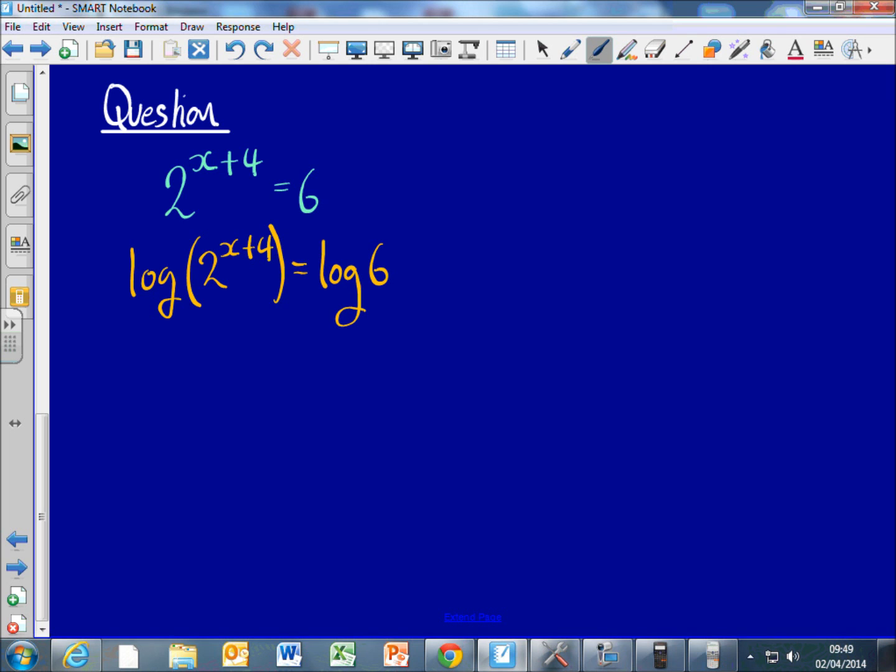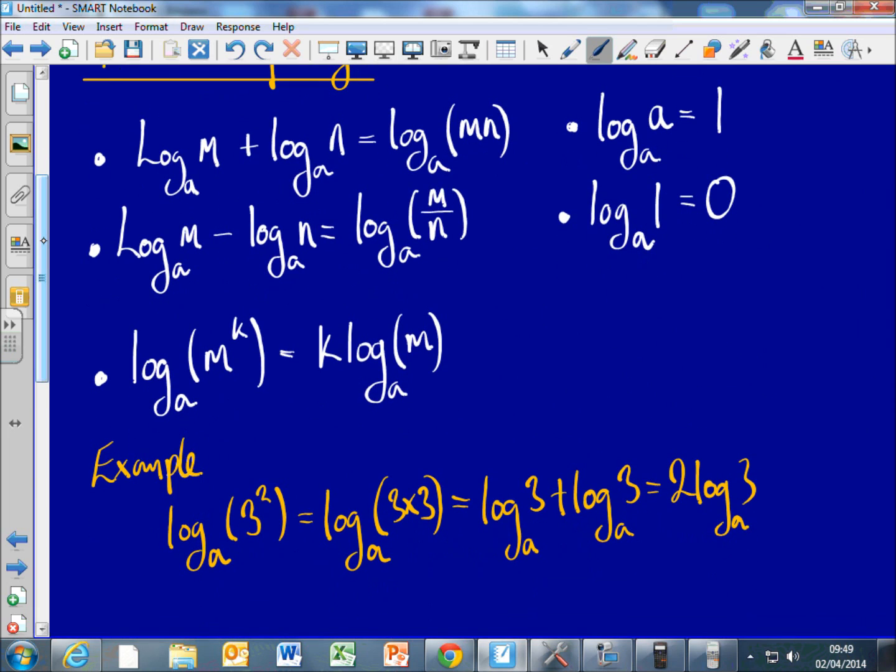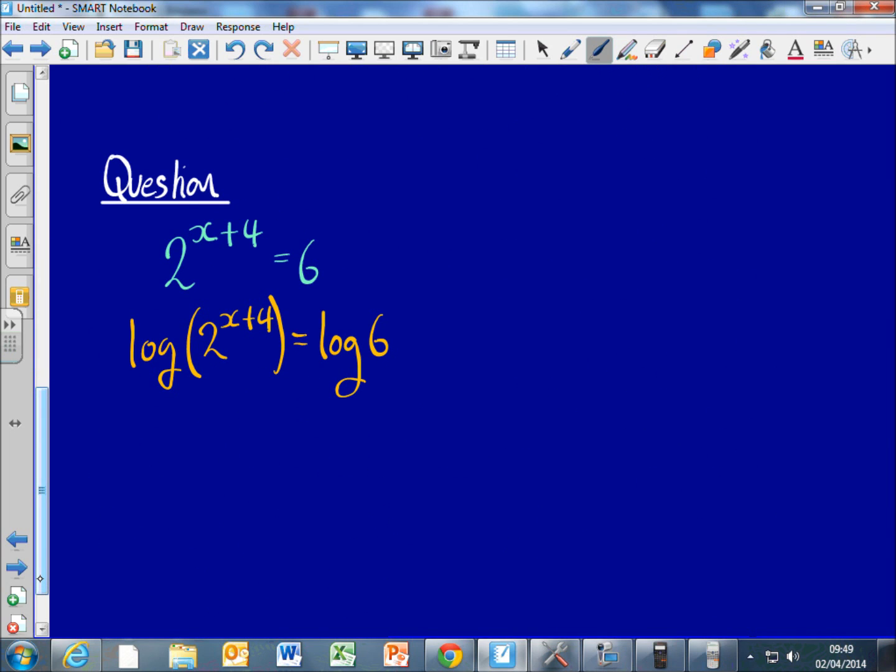Now, using the rules that we had up here, I can solve this problem. The reason that we're using logs to solve it is that the thing we're trying to find out, that x, is up in the index. One of the rules of logs is that you can take that power, that x plus 4, and bring it out front. So the whole power comes down, and I would get x plus 4 multiplied by log of 2 is equal to log of 6.